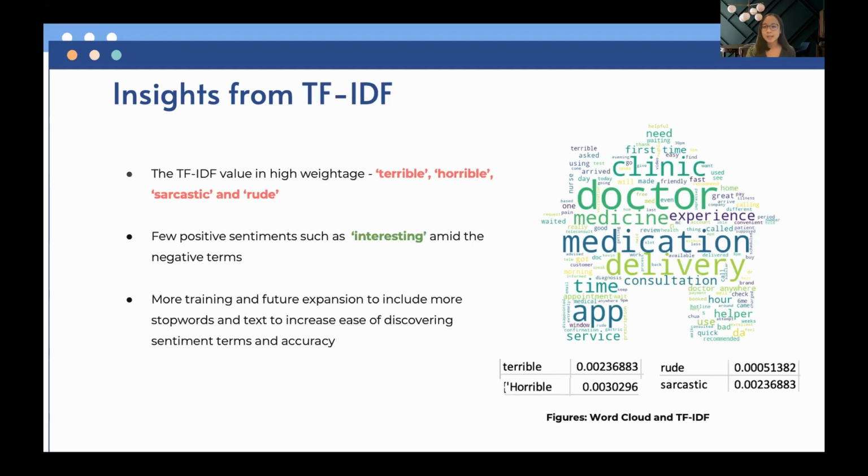In analyzing Dr. Anywhere's reviews, the TF-IDF value highlights terms such as terrible, horrible, sarcastic, and rude in high weightage. There are a few positive sentiments such as interesting amid the negative terms, but most positive terms have a lower TF-IDF weightage. The model may be trained and expanded further to include more stop words and text in the future to increase ease of discovering sentiment terms and accuracy in reflecting the telemedicine sector in Singapore.